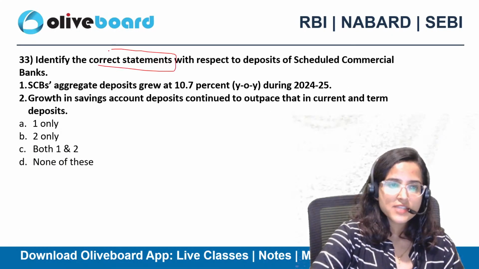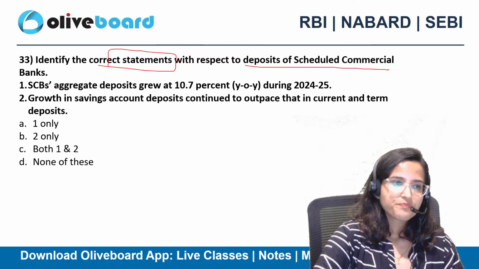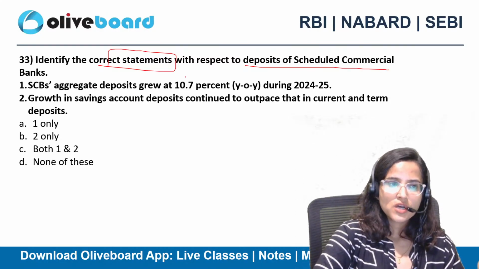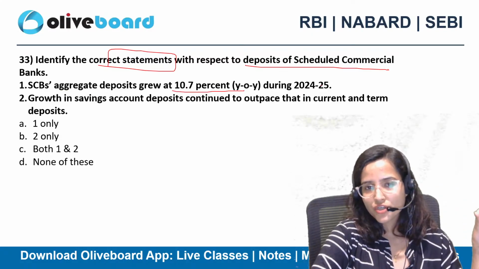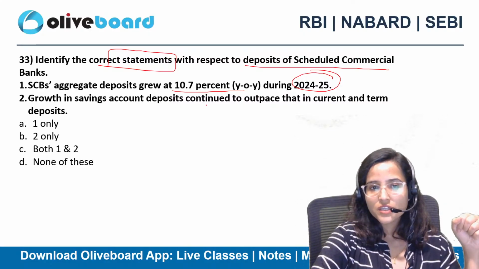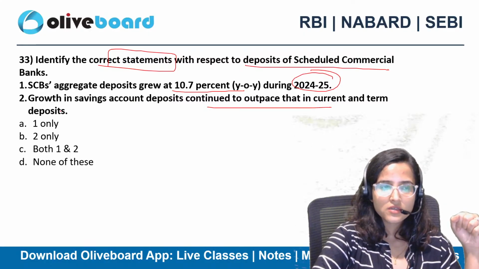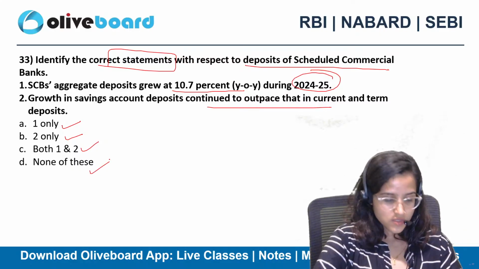Identify the correct statements with respect to deposits of scheduled commercial banks. The aggregate deposits grew at 10.7% year on year during 24-25. Growth in savings account deposits continued to outpace that in current and term deposits. One only, two only, both one and two, or none of these.